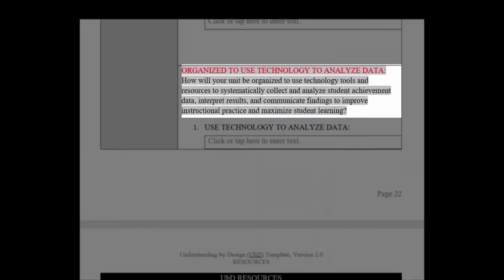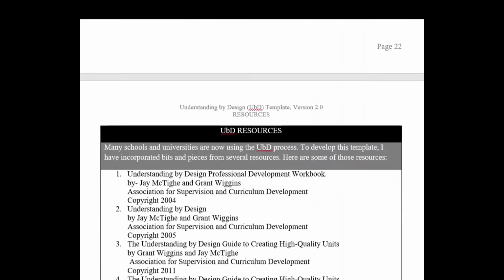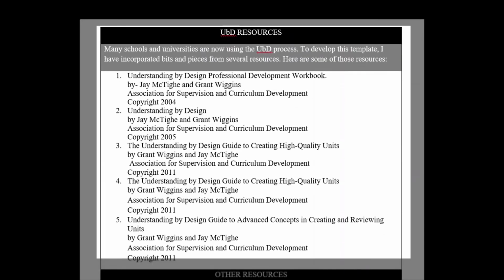The course needs to be organized in such a way that technology will be used to analyze the data. This is how technology will collect and interpret data as well as communicate the results back to students for feedback. Once you identify how the course will be organized to use technology to analyze data, enter it here. Finally, don't forget to include references.